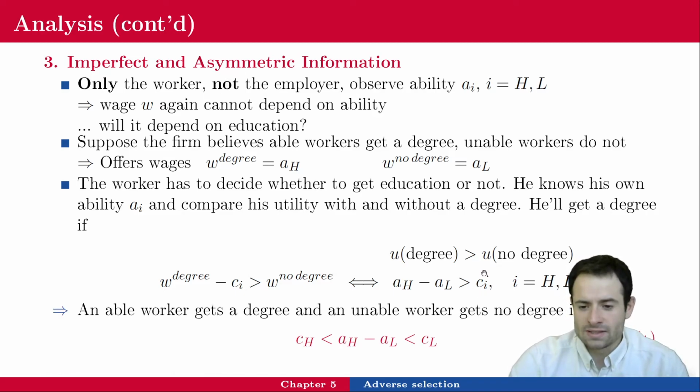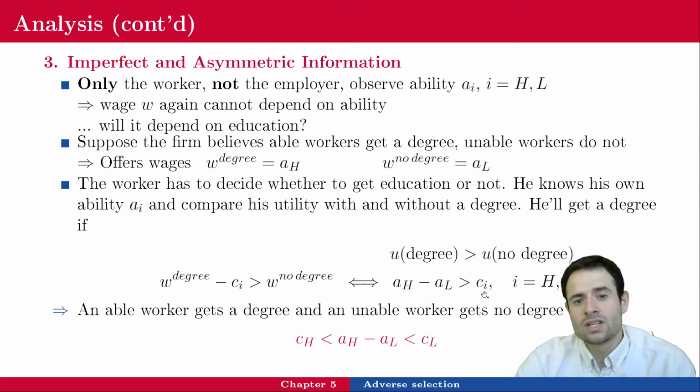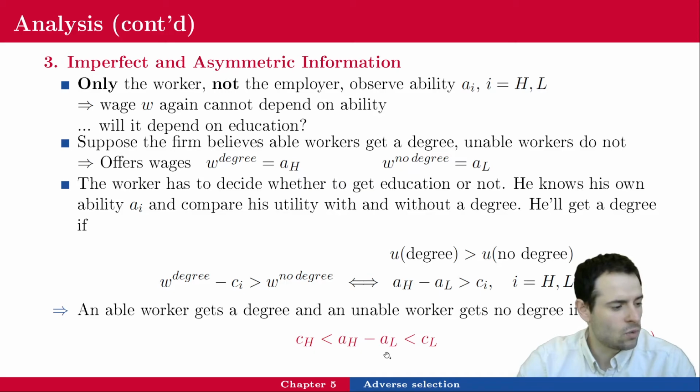Now let's look at case by case. Let's look at a good worker versus a bad worker. A good worker gets a degree and a bad worker gets no degree if this is satisfied. Imagine first that we look at a productive worker. So then this will be CH. So for a good worker to get a degree, we need AH minus AL to be bigger than CH. Or we can reverse the inequality and say CH is lower than AH minus AL. And that's the first inequality here.